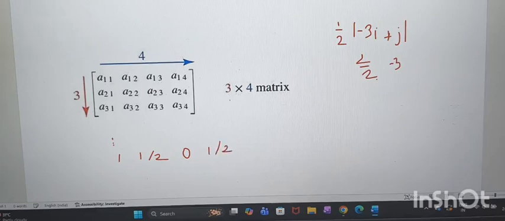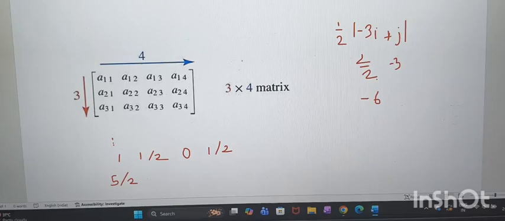Now the i value changed to 2 because it's the second row now. So minus 3 into 2, minus 6. For this entire row, this will be fixed because everywhere i value is 2 only. J value will be changing. So first it is 1. So plus 1, minus 6 plus 1 is nothing but minus 5. Again inside the mod, so it will become positive 5. Positive 5 into 1 by 2 is 5 upon 2.